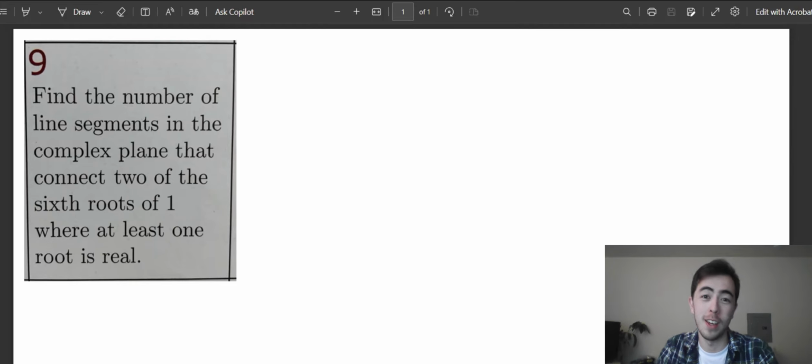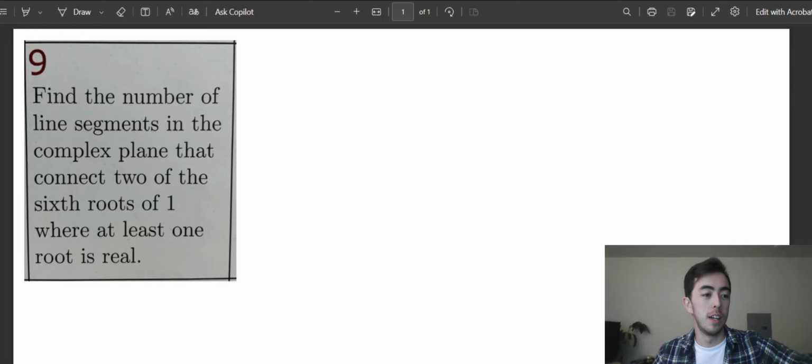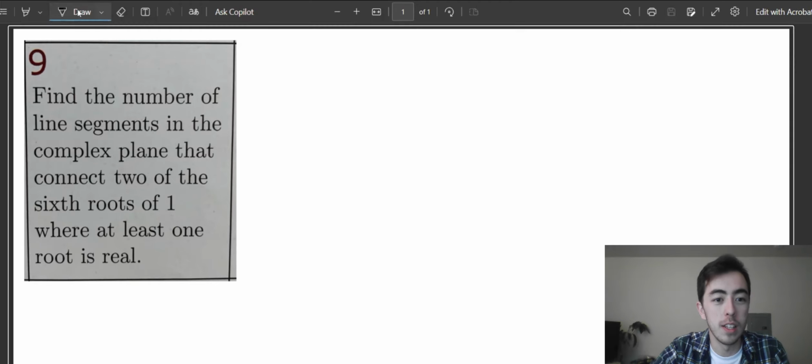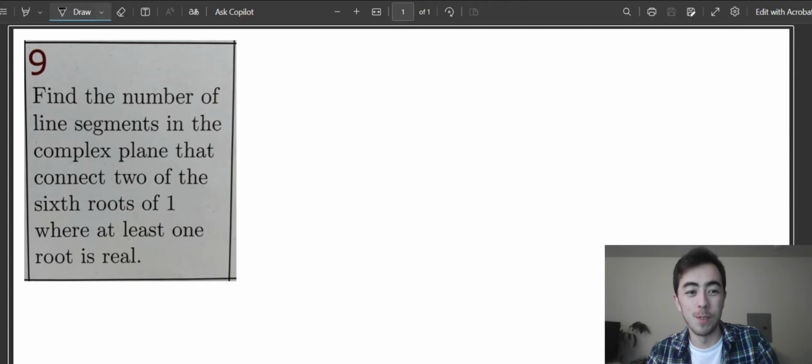It's May 9th, and we are solving problem number 129 from the Daily Epsilon calendar. And the answer is 9, that's today's date. We need to find the number of line segments in the complex plane that connect two of the sixth roots of 1, where at least one root is real.